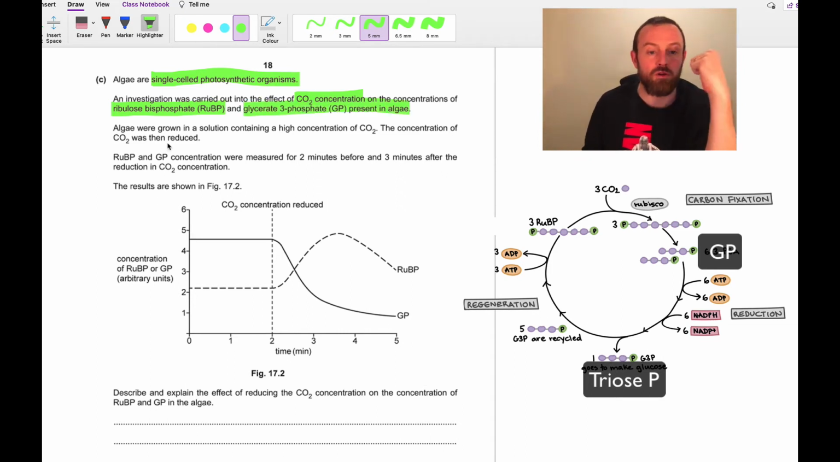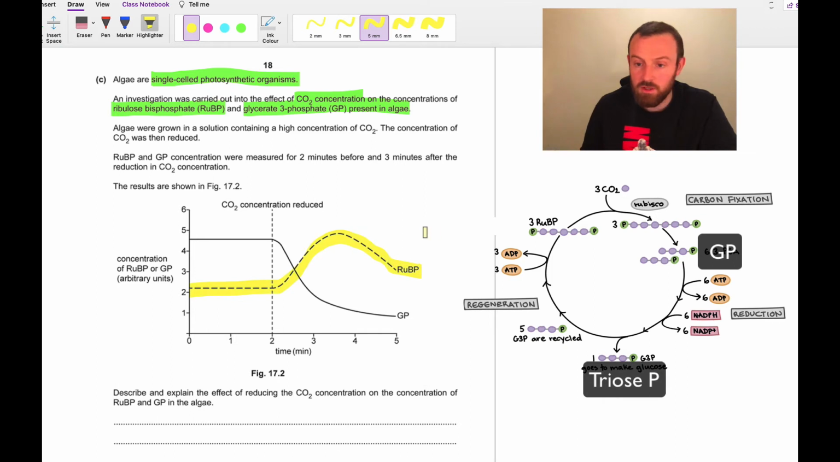So first of all, the algae were grown in a solution of lots of CO2, and then it was reduced. And then we looked at the concentration of RuBP and GP for 2 minutes before and then 3 minutes after the reduction in CO2. So the first thing it might be helpful to do, I'll use some different colours, is to highlight RuBP here, and then also look at its position in the cycle. It's here. And then the other thing that's useful to do is to highlight GP here, and also look at its position in the cycle.